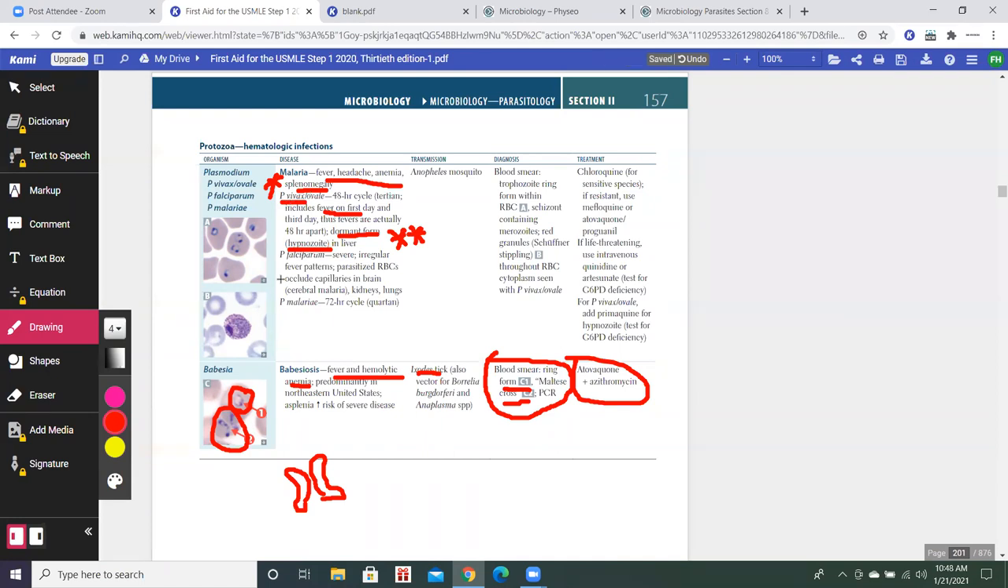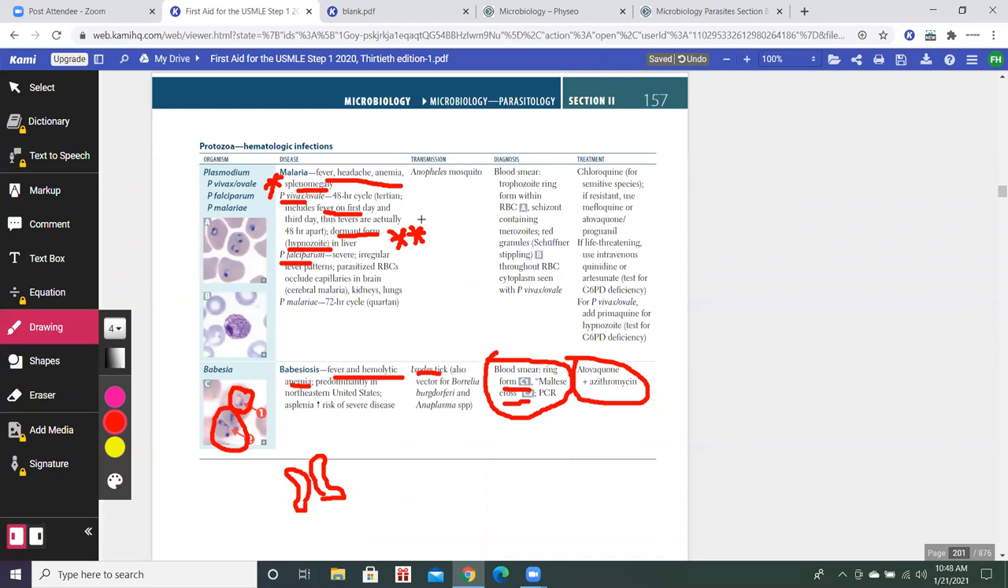Next one is Plasmodium falciparum. Plasmodium falciparum will cause irregular fever. That is, there is no particular pattern to when and how the fever will happen. The fever can happen on day one, two. They can be absent on 3, 4, 5, and then they can be present again at 6 or 7.